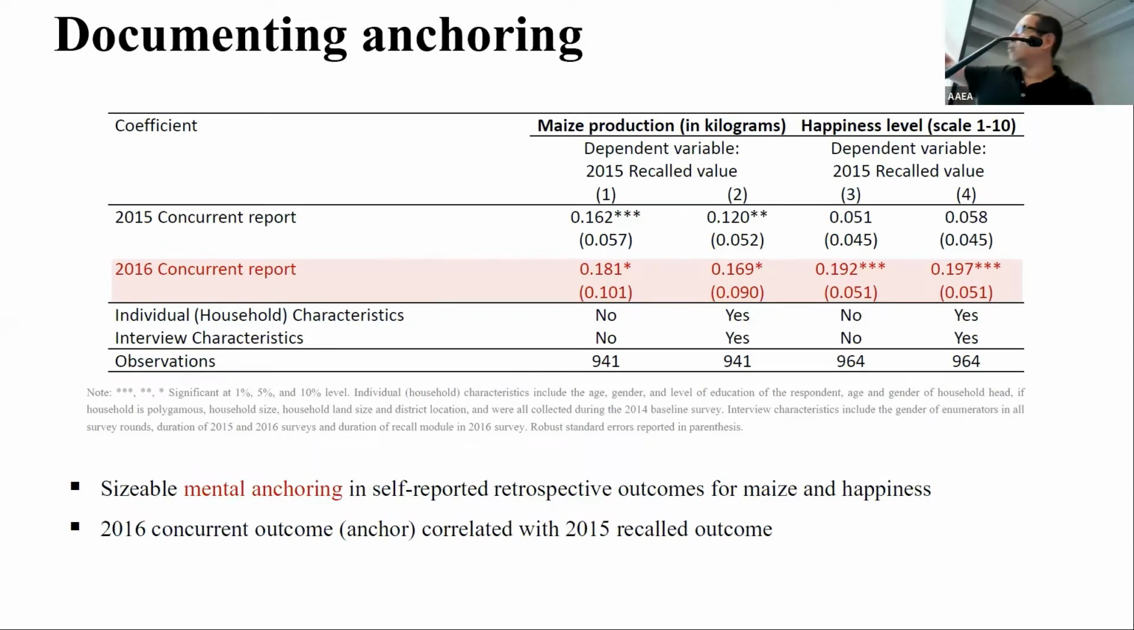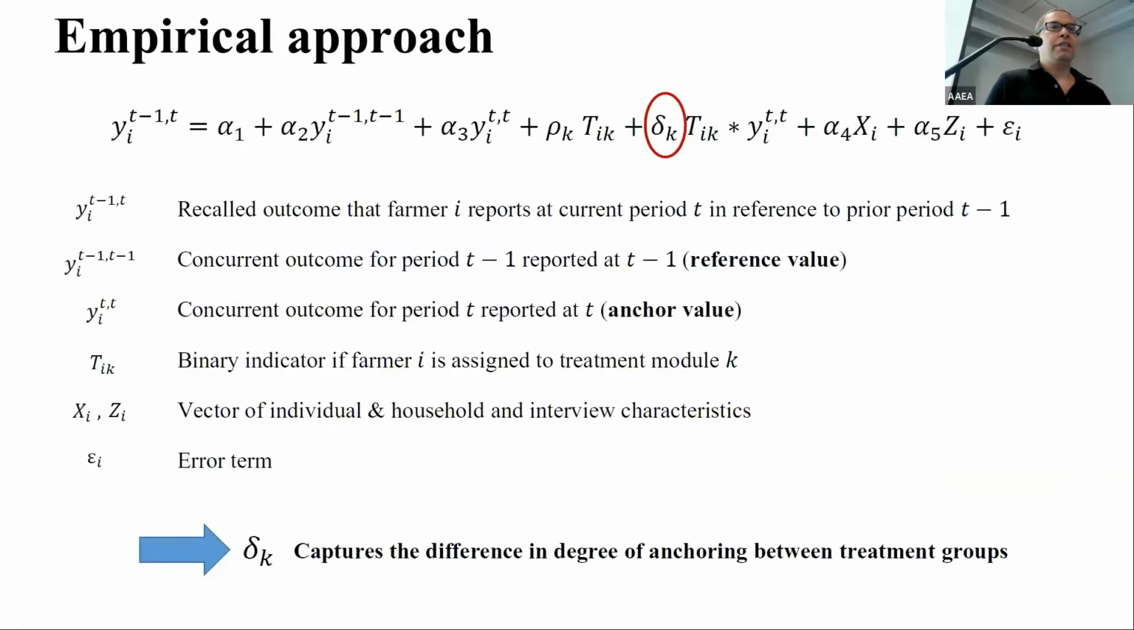And this is after accounting for what they said in 2015, the 2015 concurrent values. Of course, we are controlling for a set of individual characteristics and interview characteristics, which are also important to take into account, and we also account for heteroscedasticity in the regressions. So once we document the anchoring, we are interested in exploring how these different model designs can help to attenuate this anchoring.